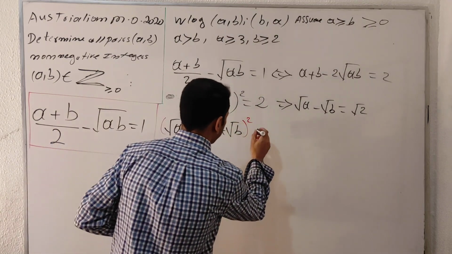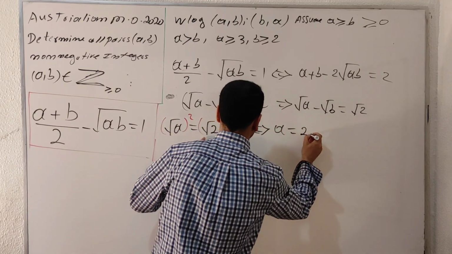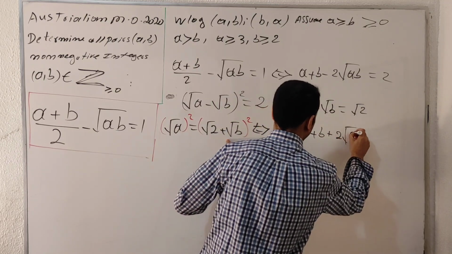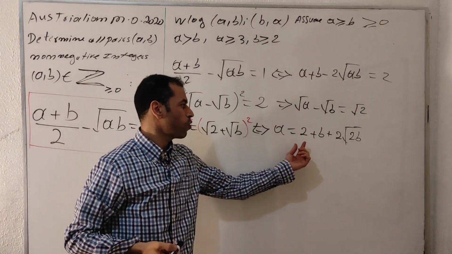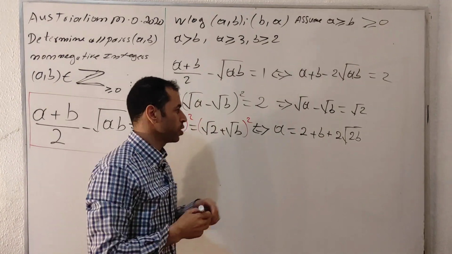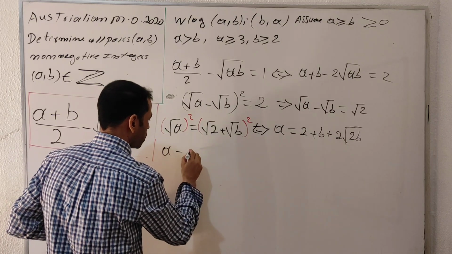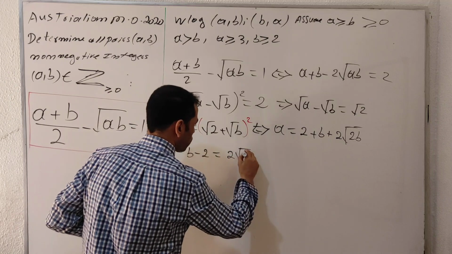I will have the following expression. A equals 2 plus B plus 2 times square root of 2B, like this, okay? Then I'm going to move over these two terms to the left. I will get a minus b minus 2 equals square root of 2b.